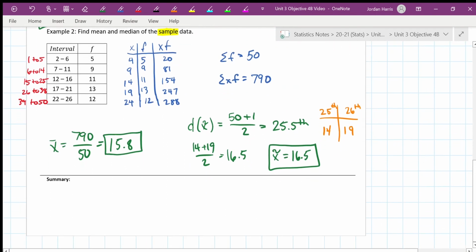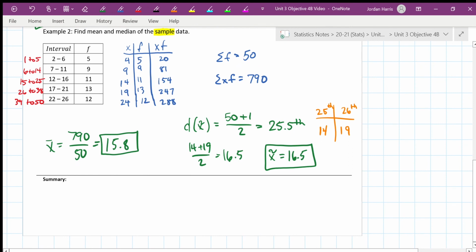Okay, so that's adding in median, mode, and mid-range. Make sure you write your 3-sentence summary about that.